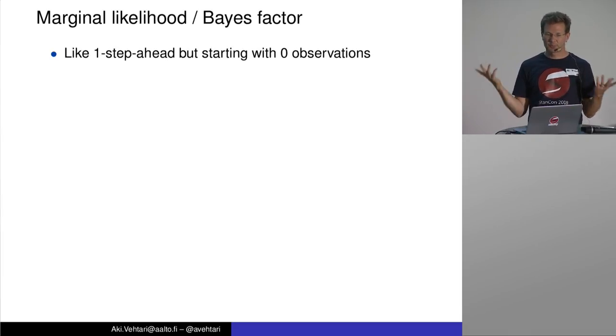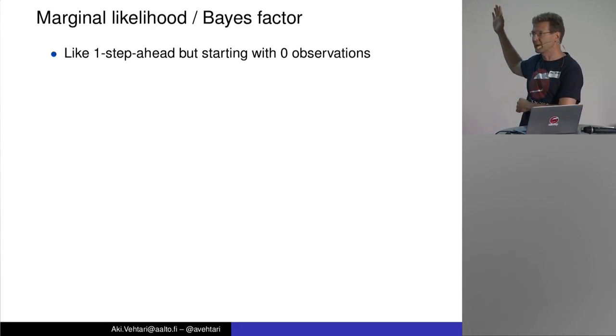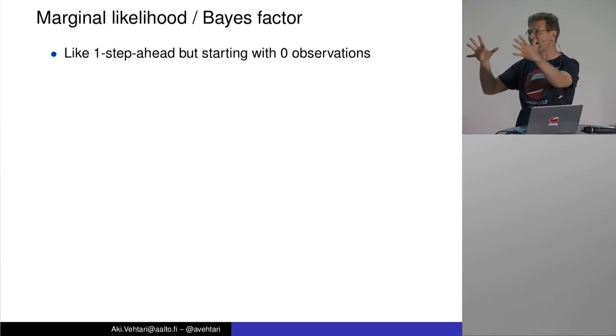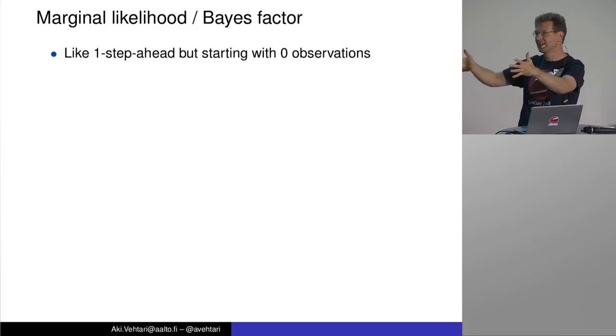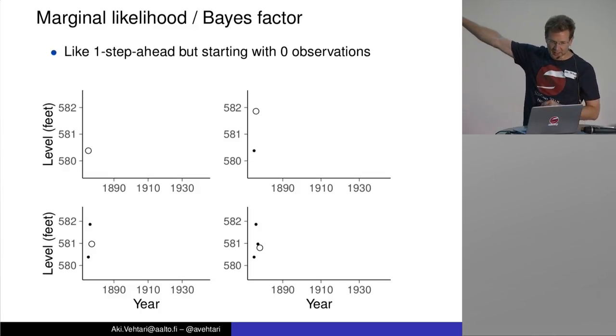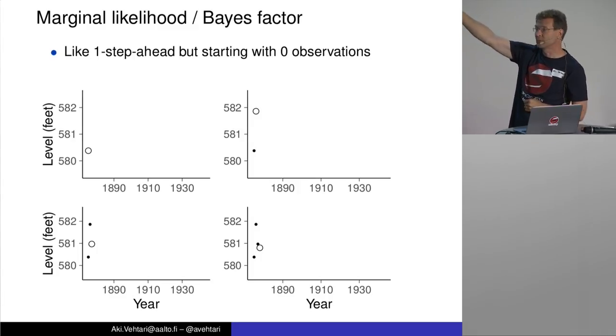Marginal likelihood or Bayes factor when comparing two models is like one-step-ahead prediction, but starting with zero observations. In these time series examples, when we did M-step-ahead and went backwards, we stopped at some point, because we need at least some amount of data to make sensible predictions. But the marginal likelihood and Bayes factor start predicting the first observation just from the prior.